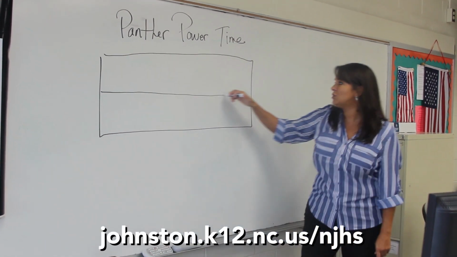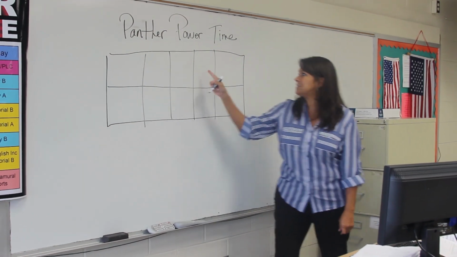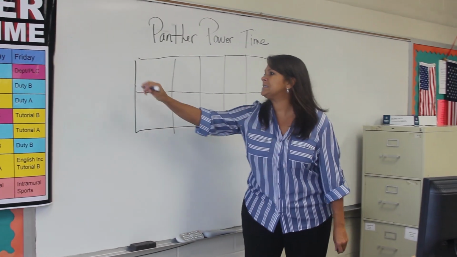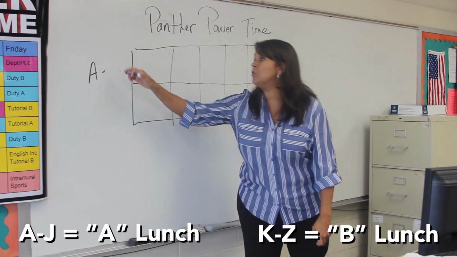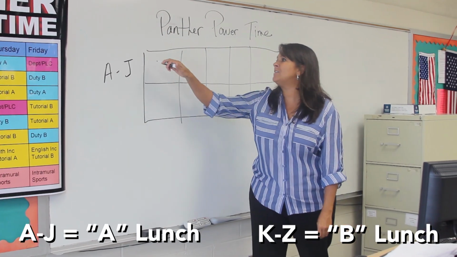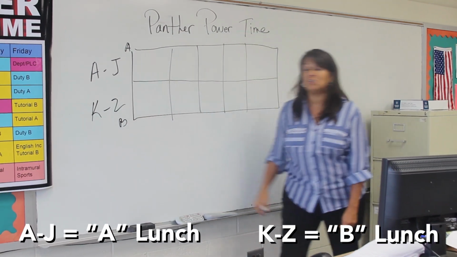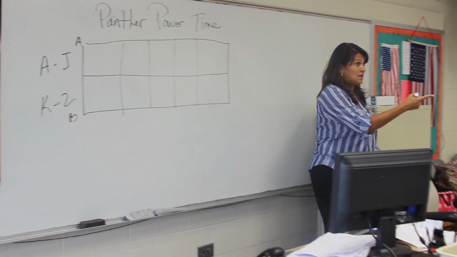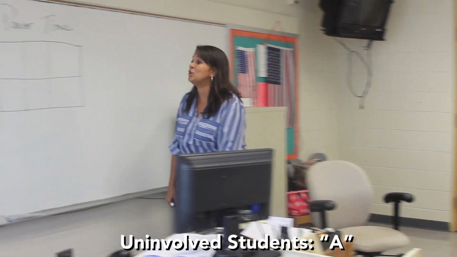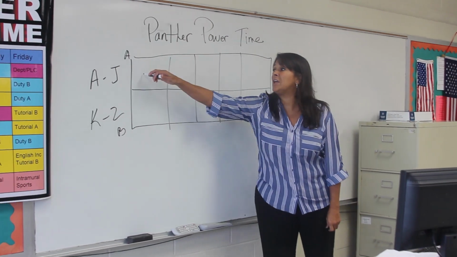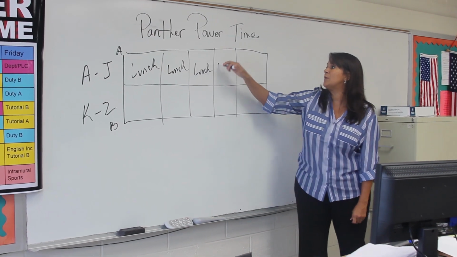But the student scheduler looks something like this. Monday, Tuesday, Wednesday, Thursday, Friday. And this is the alphabet, going to be busted up based on your last name. A through J is going to have A lunch. And K through Z is going to have B lunch. So if your last name is Holly Brusky, what lunch do you go to? You're going to go to A lunch. So for Holly, she would go to A lunch all the way across for the week.